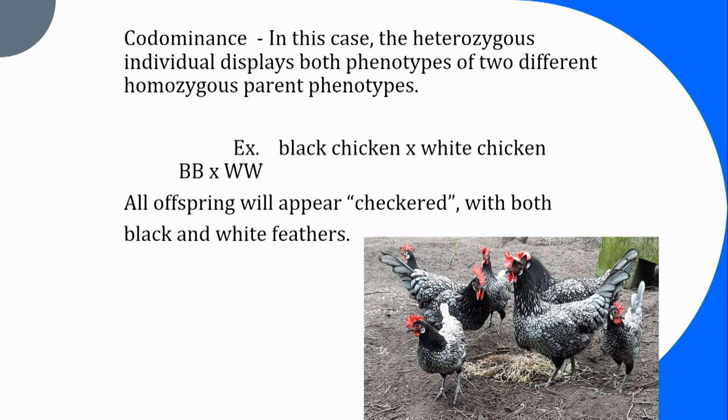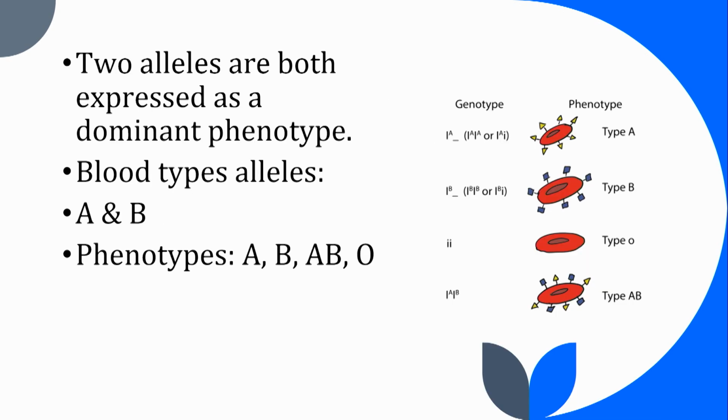This type of chicken, they're very pretty chickens. They're called Andalusian blue, and they're very sought after and pretty because of that checkered pattern, and it's a result of this particular type of inheritance called codominance. Okay, so that leads us to blood types.